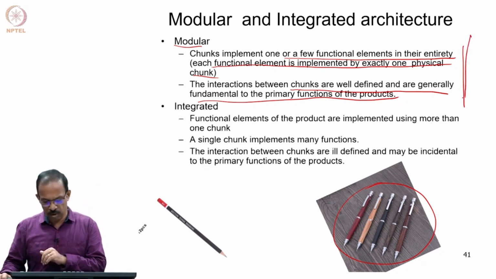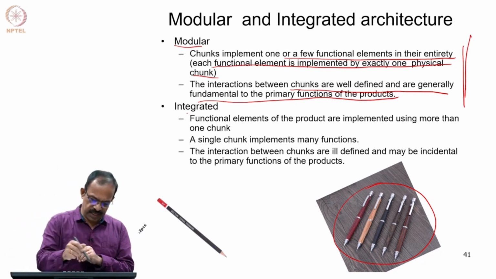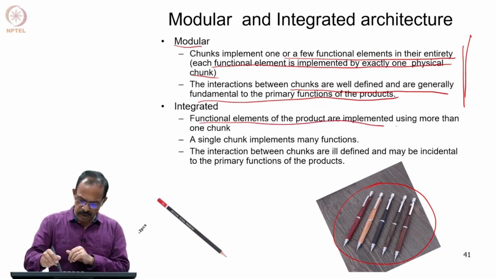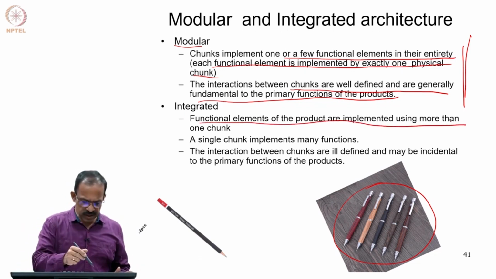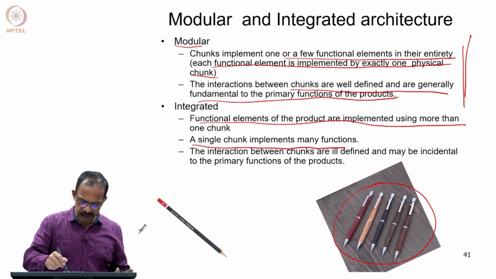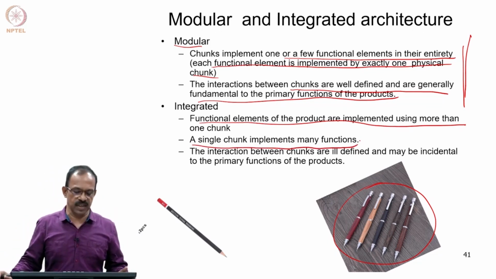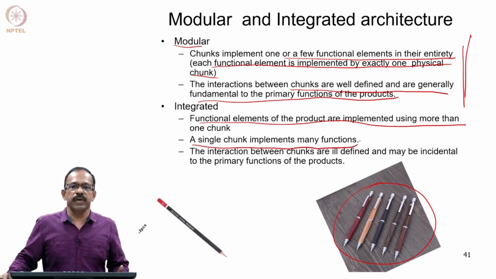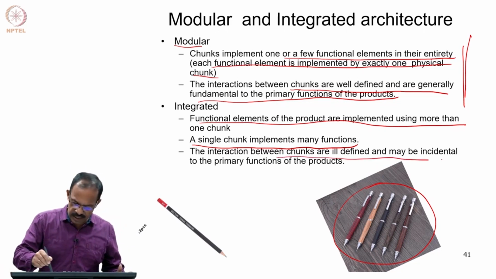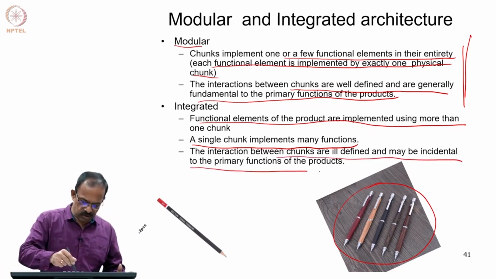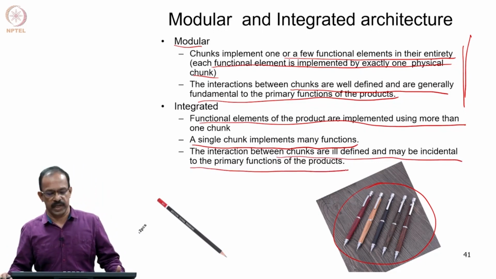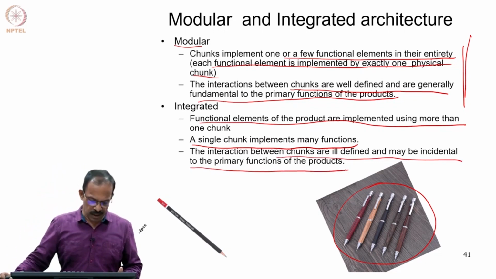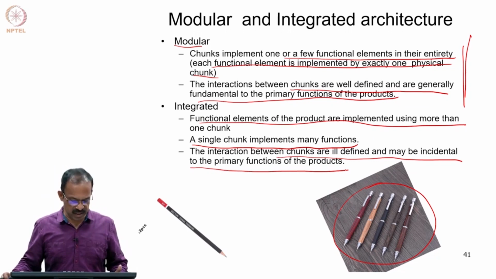But contrary to that, in an integrated architecture, the functional elements of the product are implemented using a single chunk that implements many functions. So, you have one single chunk which implements many functions in the product, and the interactions between the chunks are ill defined and may be incidental to the primary functions of the product. So, that is the way the integrated architecture is defined.